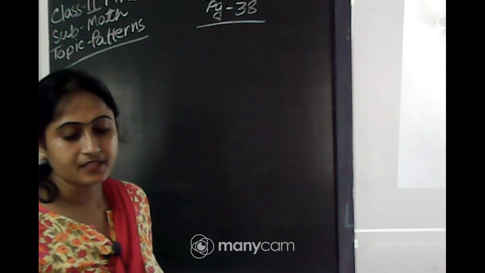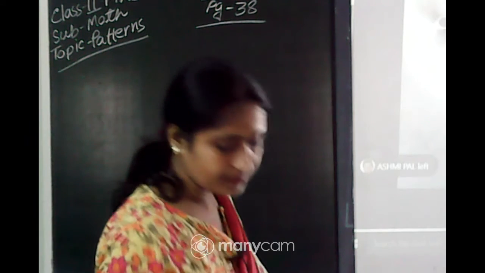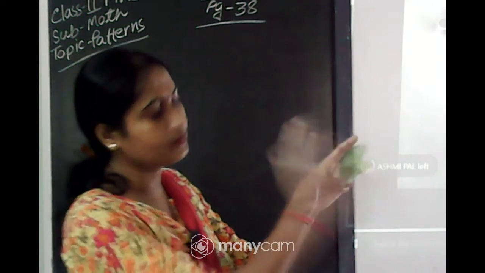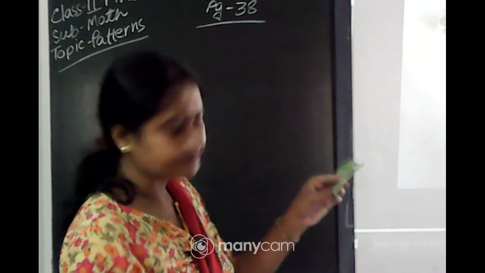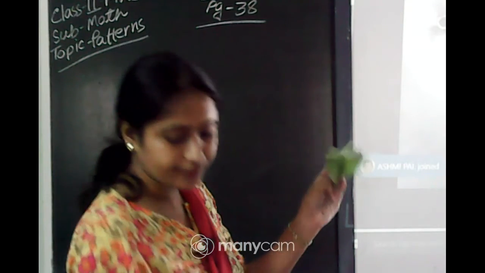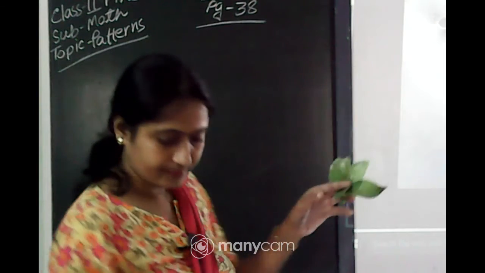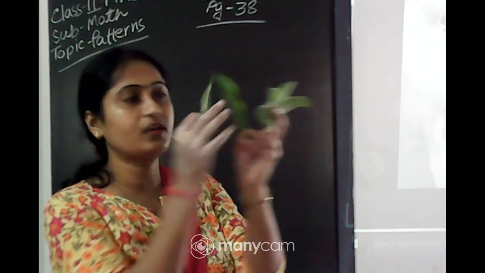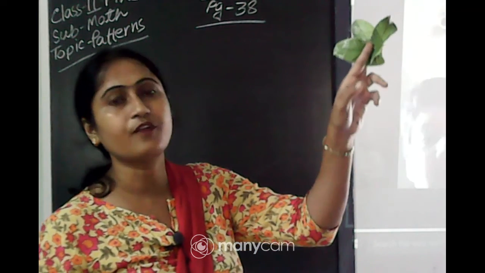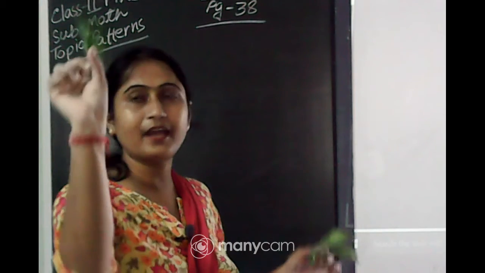Here are some patterns made by leaves. Now you can see in my hand a few leaves. These are the guava leaves. I have already collected a few guava leaves and a few mango leaves. This is the mango leaf. These are the mango leaves. And this is the guava leaf. The guava leaf has a somewhat round shape, and this is the mango leaf.